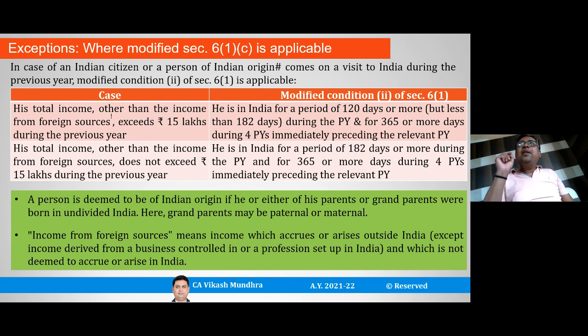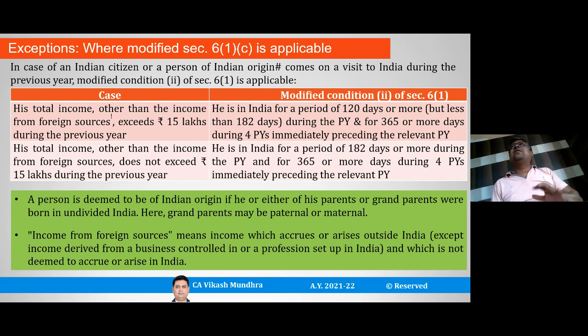Got it? If you are an Indian citizen or a person of Indian origin comes on a visit to India during the particular previous year, then you shall be considered as a resident in India if you are satisfying condition number one, that is 182 days or more. And if you are satisfying this modified condition number two, what is the modified condition number two? Original condition number two is what? Original condition number two is 60 plus 365.